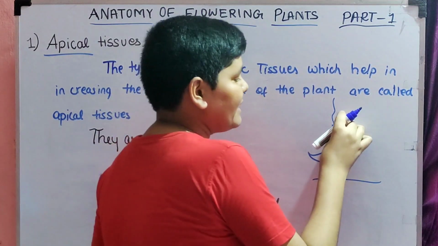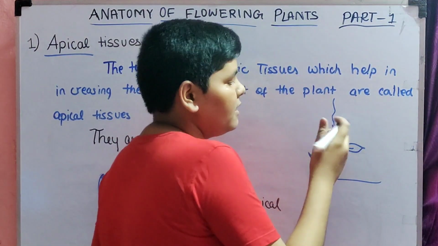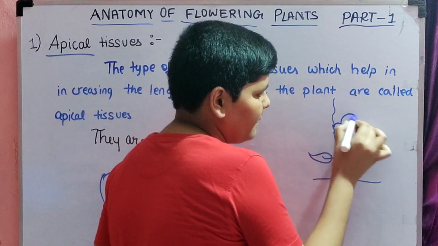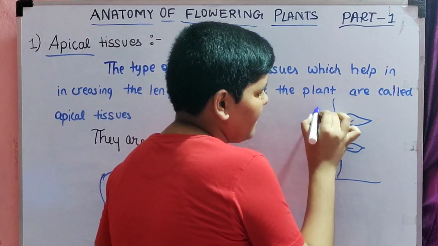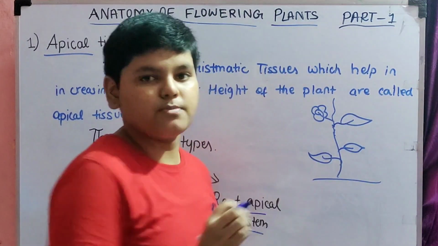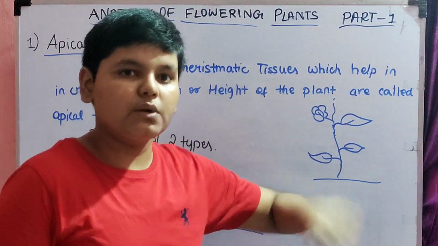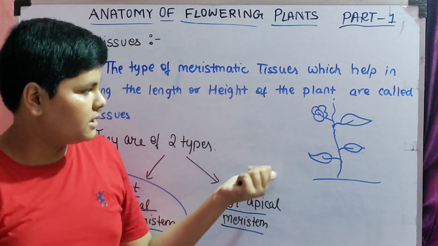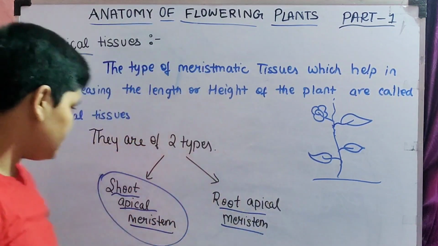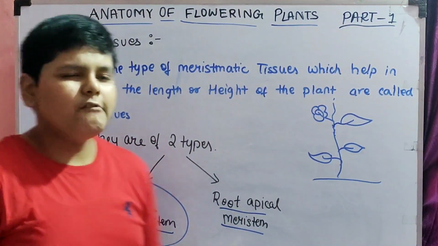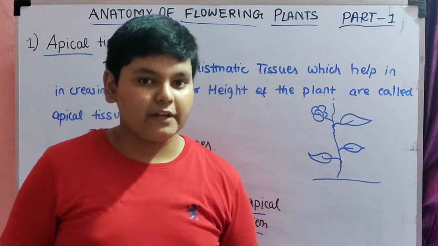But there are some intercalary meristems over here, which only help in bringing the leaf or the flower or something. They are only responsible for the branches, leaves and flowers, and the apical meristem keeps on going up. This type of growing is controlled by shoot apical meristem, which is also a type of racemose inflorescence.